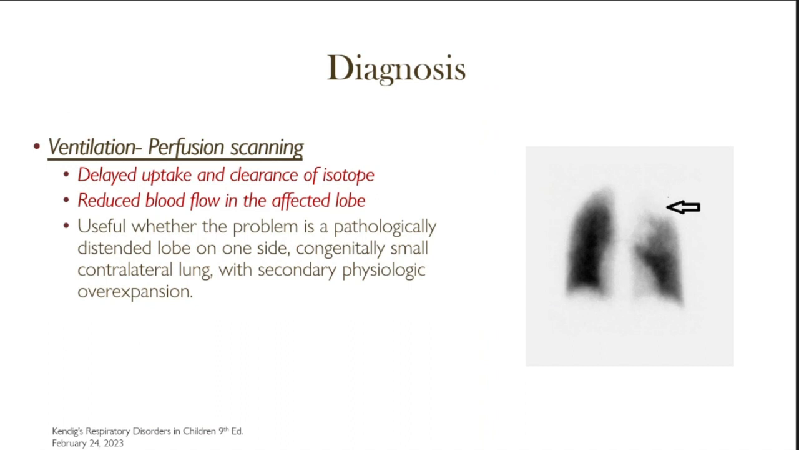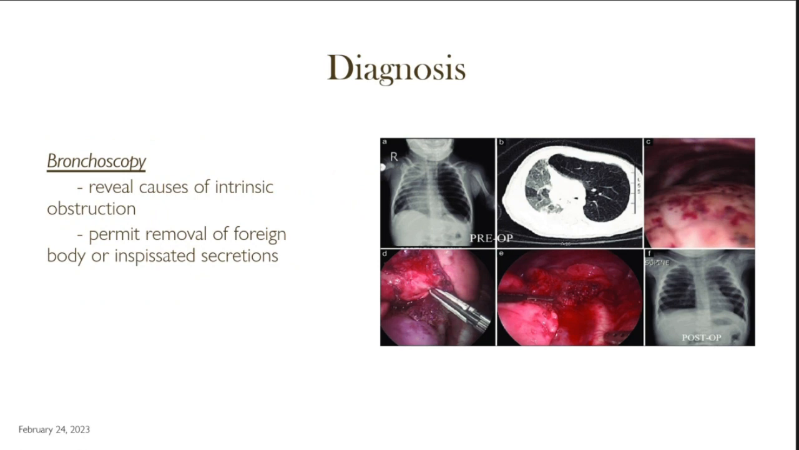Ventilation perfusion scanning may demonstrate late uptake and clearance of isotope and reduced blood flow in the affected lobe. This investigation is particularly useful if it is unclear whether the problem is a pathologically distended lobe on one side or a congenitally small contralateral lung with secondary physiologic overexpansion.